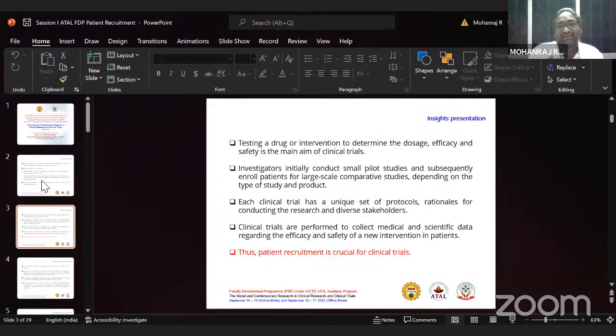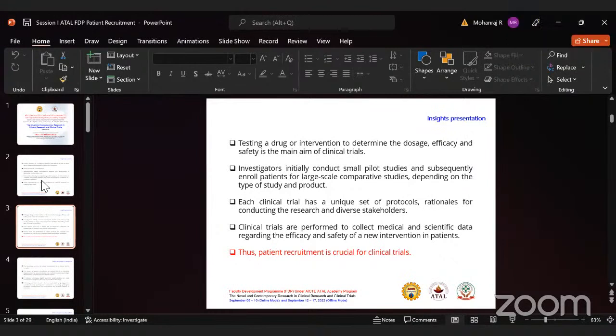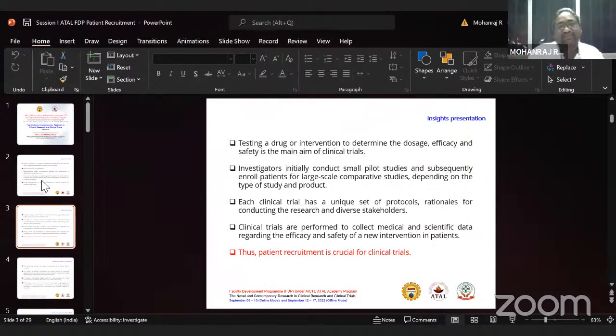Obviously, clinical research or a trial focuses on testing a drug or intervention to determine the dosage, efficacy, and safety. This is the prima facie of the clinical trials we perform, where the investigator conducts a very small pilot study and subsequently enrolls patients for a large-scale comparative study, depending on the type of study and on the product we are researching.